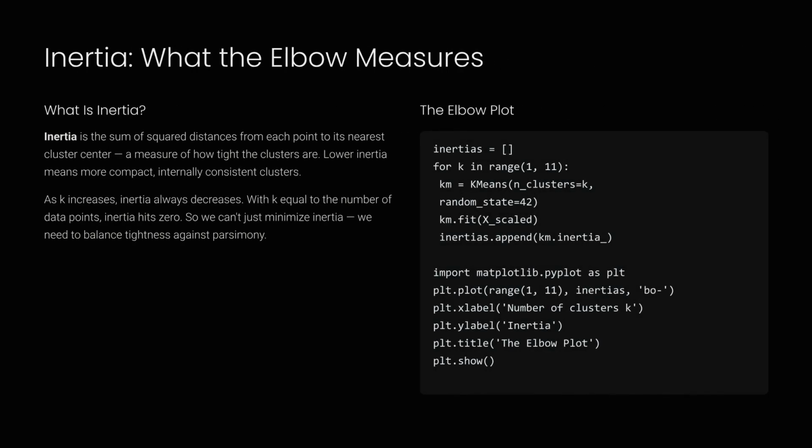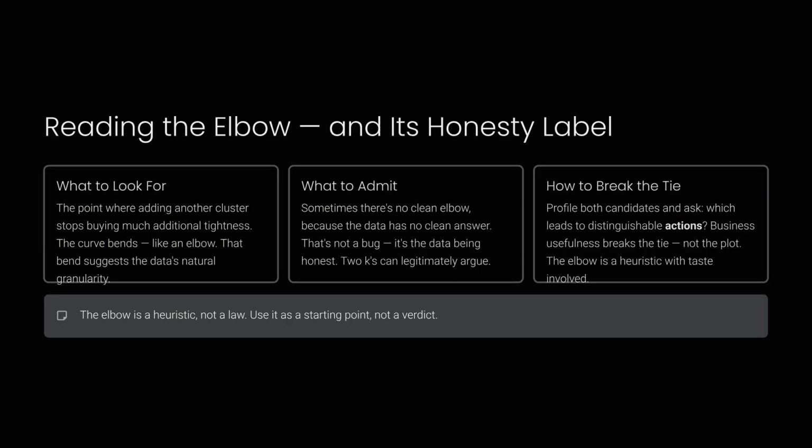Inertia measures the sum of squared distances to the nearest cluster center, serving as a proxy for compactness. By plotting inertia against different values of k, we look for an elbow where the decrease in inertia slows, guiding our choice for the number of clusters. When reading the elbow plot, look for where adding another cluster stops providing significant tightness. This bend is your starting point. However, remember that the elbow is a heuristic, not a law. Sometimes the data doesn't offer a clean answer because it simply isn't there.